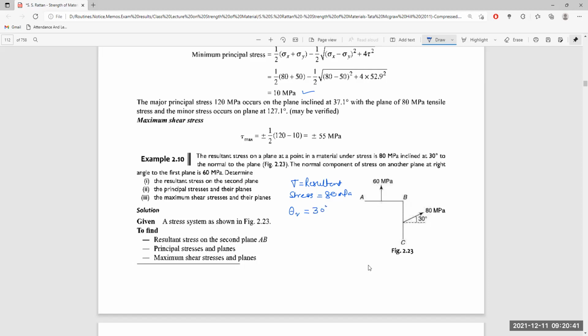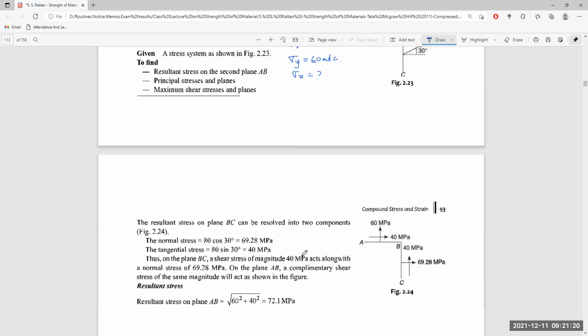And the normal stress is given as the normal component of stress on another plane at right angle to the first plane, which is 60 MPa. So here sigma y is given as 60 MPa, and sigma x is not given, and theta is also not given. So we have to determine the resultant stress on the second plane, the principal stresses and their planes, and the maximum shear stress and its plane.